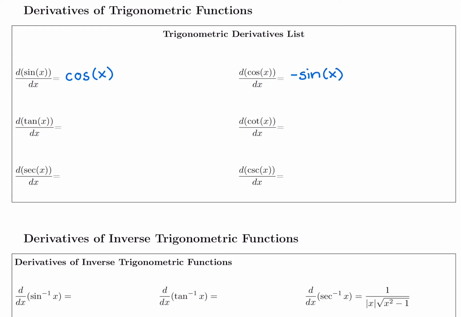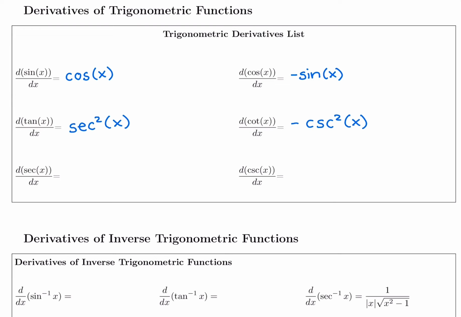The derivative of tangent is secant squared x. Cotangent, it's a cofunction. I know it's going to have a negative derivative. Tangent goes with secant squared. Cotangent goes with cosecant squared x. So we have negative cosecant squared x.